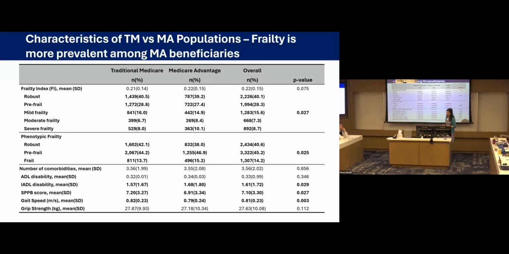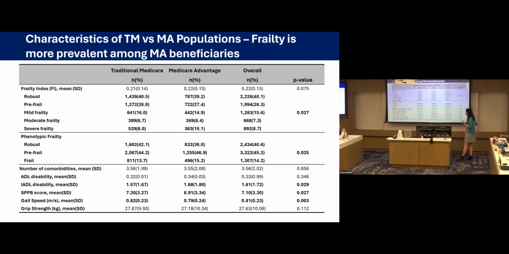So next we looked at the Frailty Index, which I mentioned spans multiple domains. And interestingly, it's contrary to what we were expecting. It actually looks like Medicare Advantage has more frailty than traditional Medicare. This was unexpected because typically we thought that traditional Medicare tends to have sicker patients. At least by pure frailty, that's not necessarily what we're seeing. Medicare Advantage beneficiaries tended to have more moderate and even severe frailty.